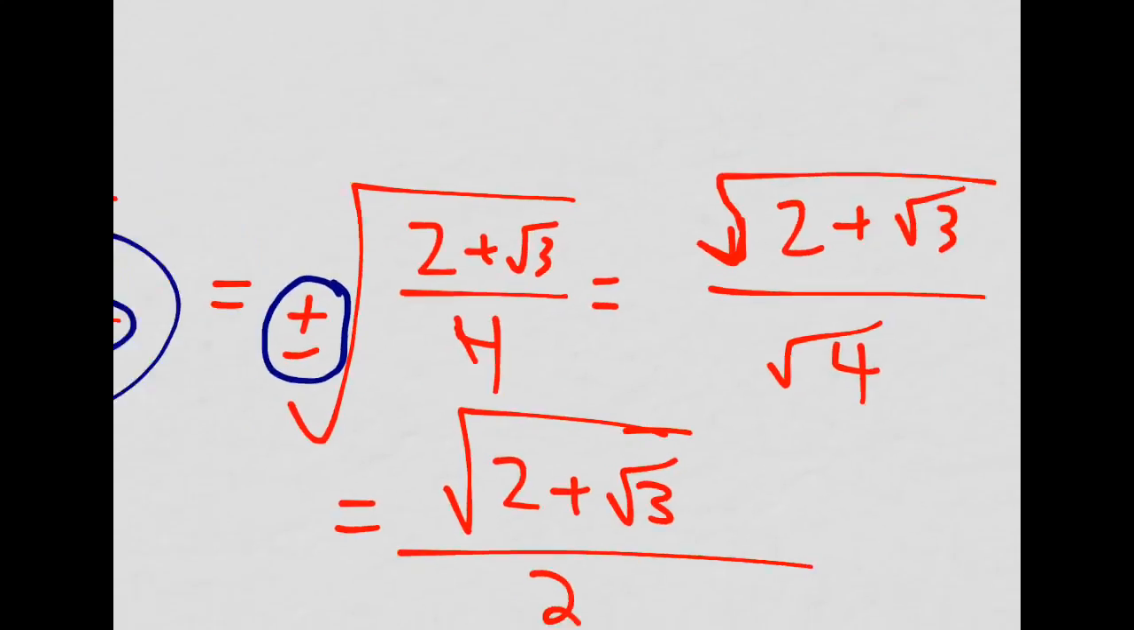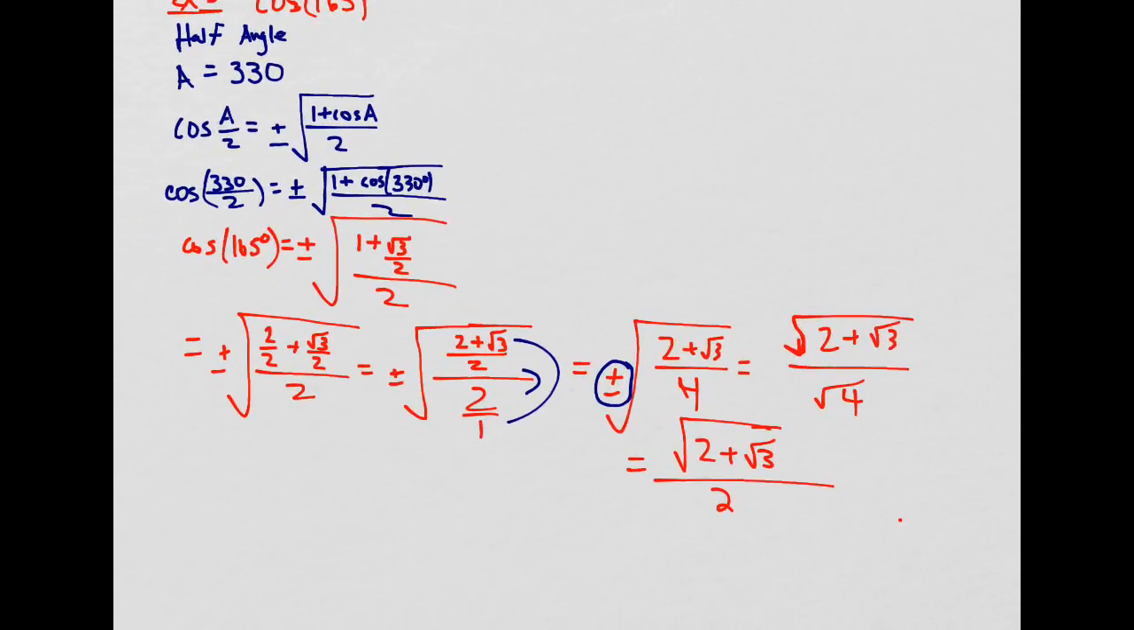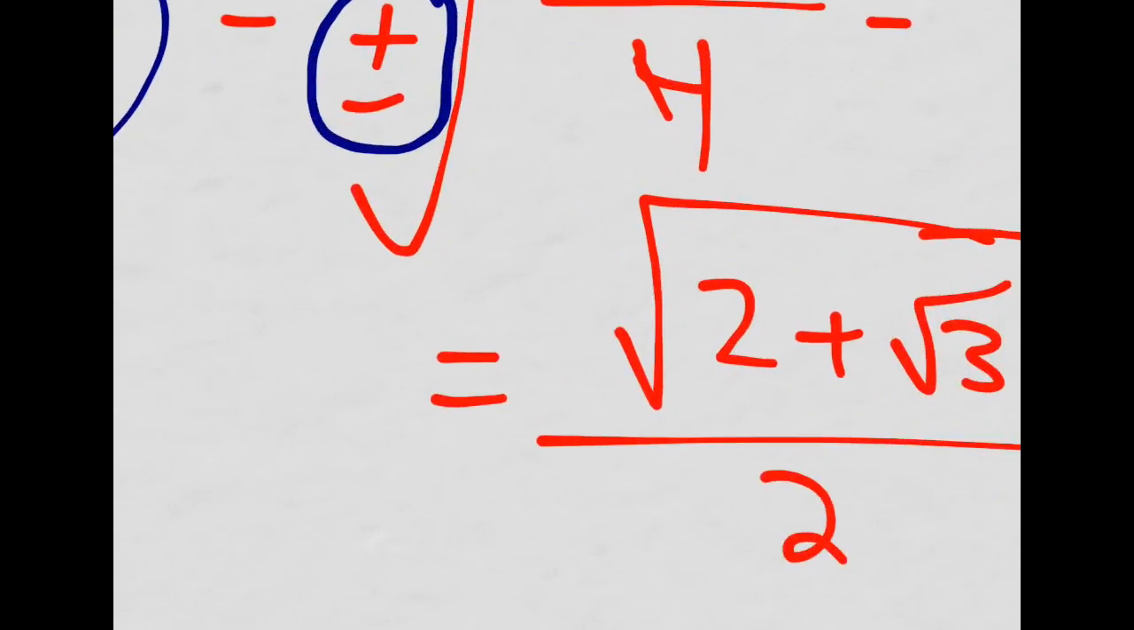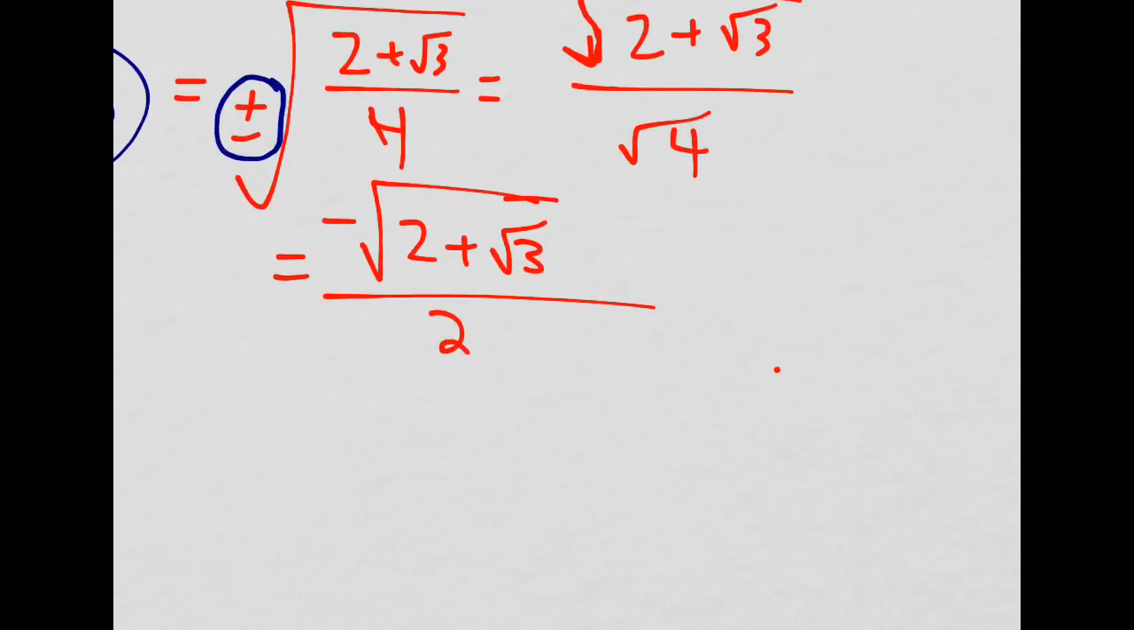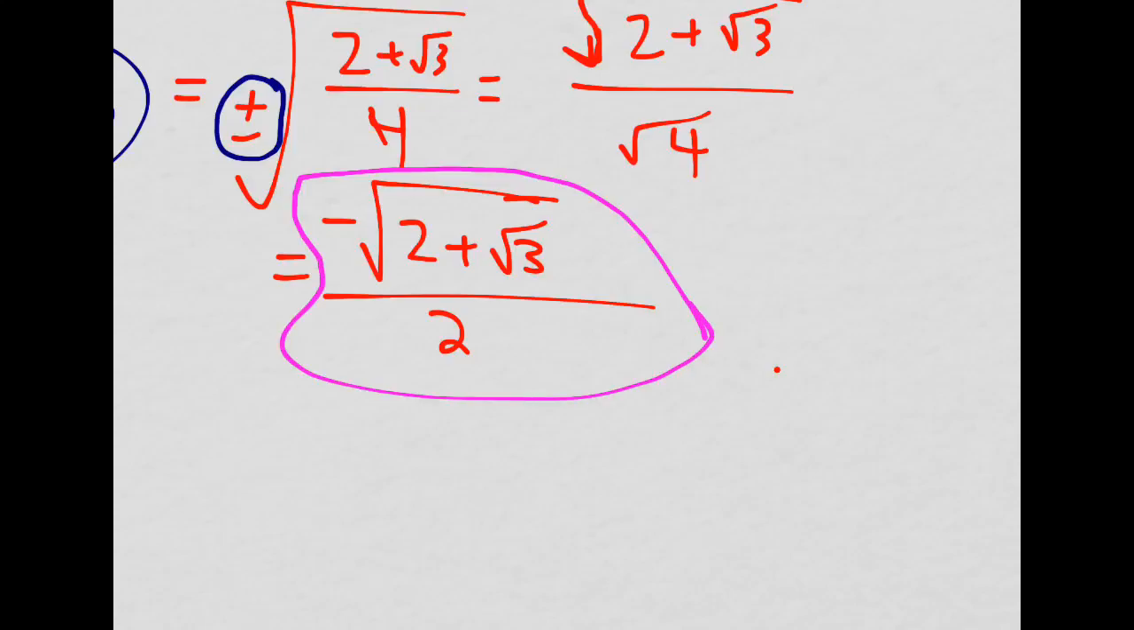Alright, we need to go back to our angle. What was the angle that it gave us? Since it's not showing up here. What was the angle that it gave us? It's 165. What quadrant is 165 in? It'd be the second quadrant, so since the cosine is negative in the second quadrant, our answer needs to be negative, and I can't really simplify that anymore. So that would be my answer.